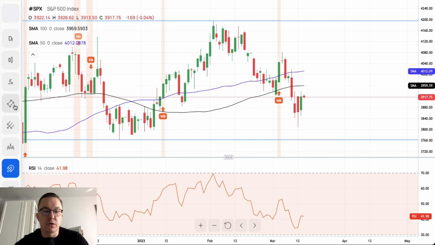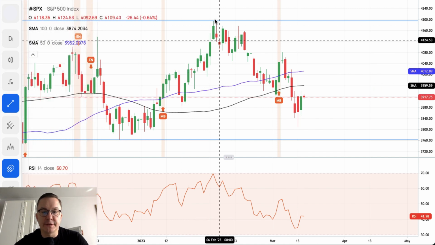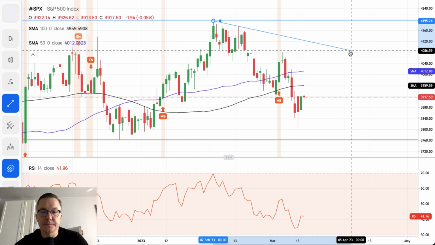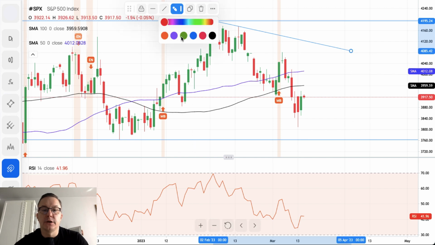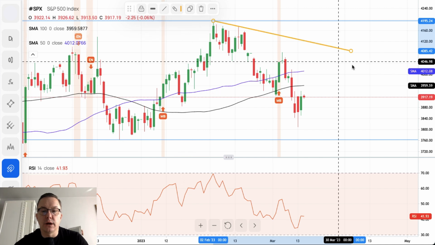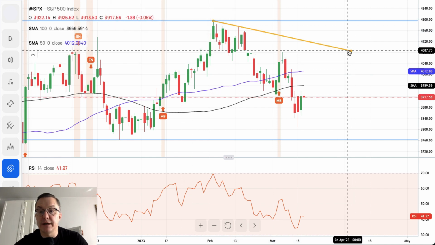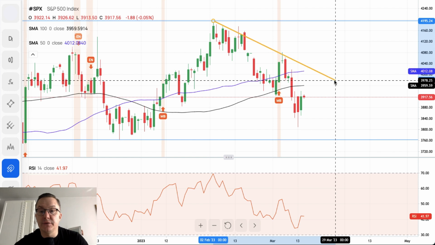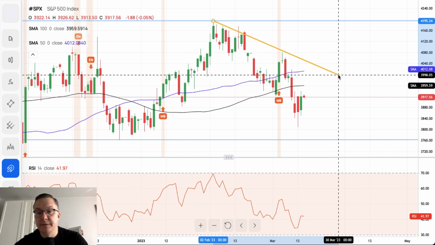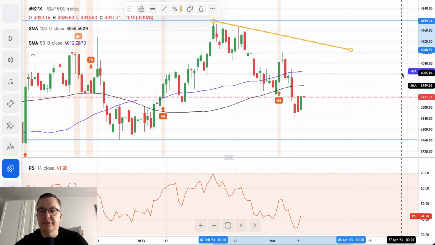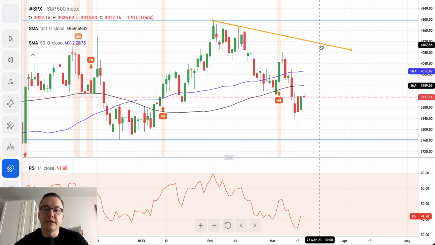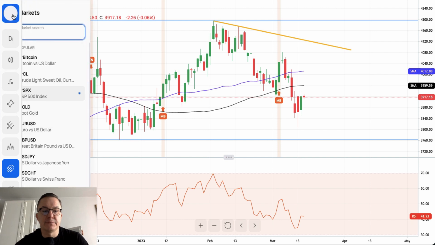Moreover, we trade below this short-term trend line as well. So that's my short-term trend line. We still trade below this line. So we need a breakout higher above this line if we want to go higher on the S&P 500.